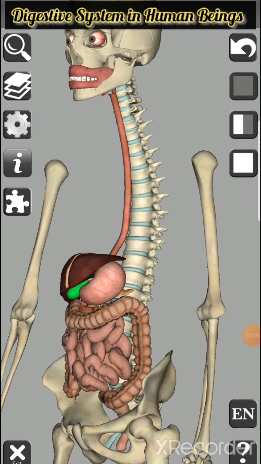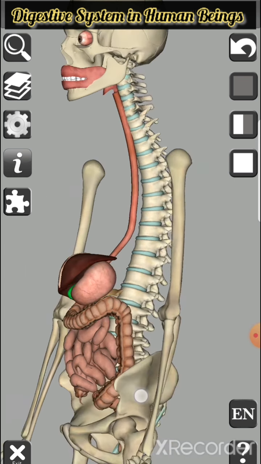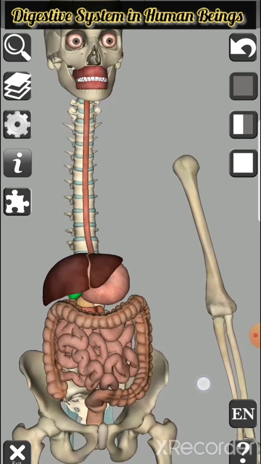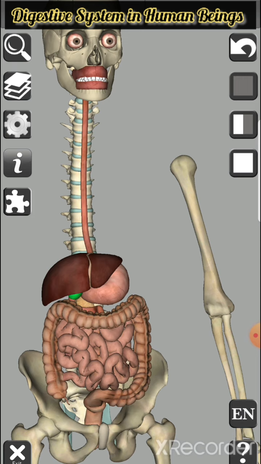So students, in today's lecture we have discussed the different parts of our digestive system, and which different glands participate in digestion of food.